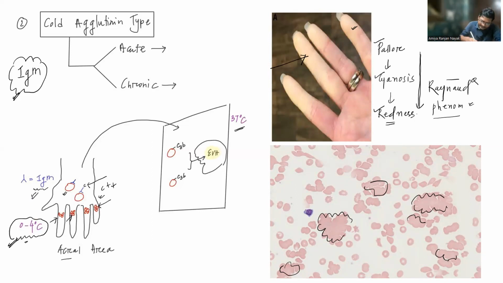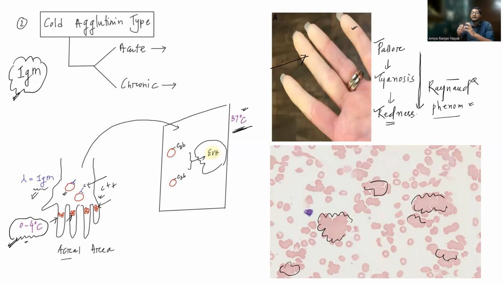Now what happens when the blood from the acral area comes to the core body? At the core body temperature of 37 degrees centigrade, these IgM antibodies will be released from the surface of the RBCs, because they cannot bind to the RBCs at 37 degrees centigrade. So what happens? Even though IgM is released, the complement proteins are still present near the RBCs. However, the entire complement pathway cannot be completed because the IgM is already released from the surface of the RBCs.